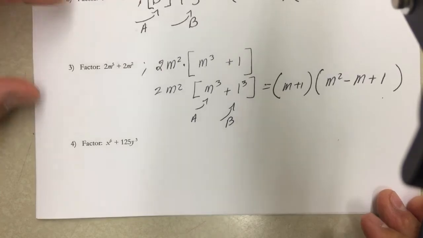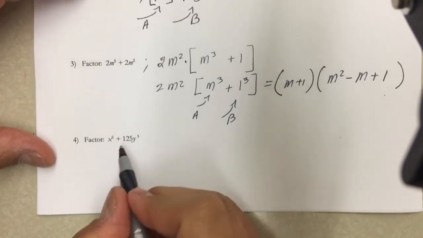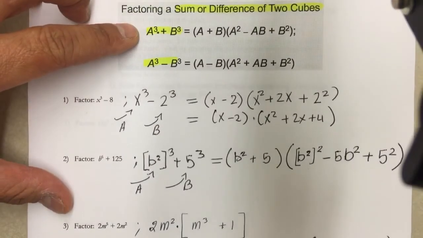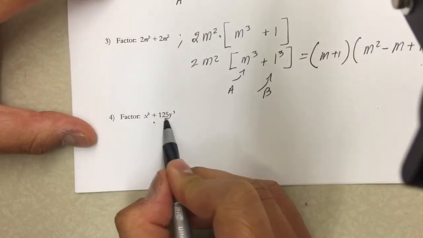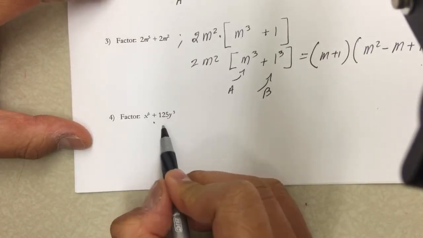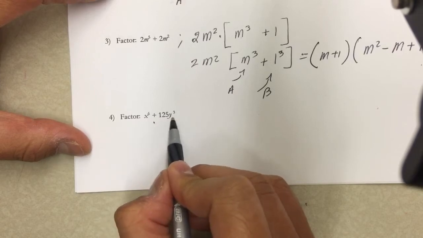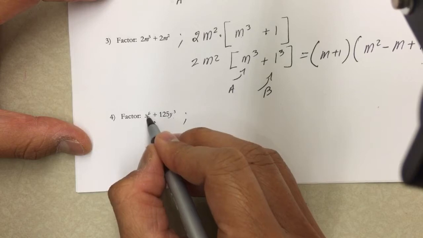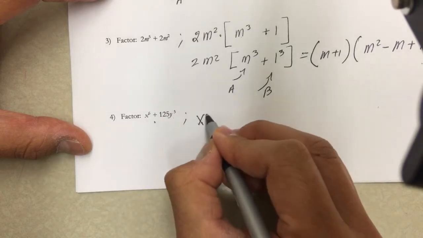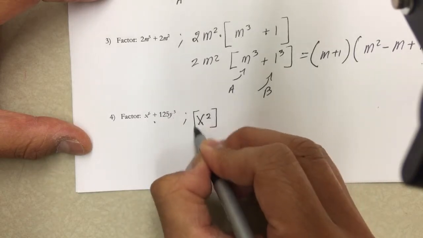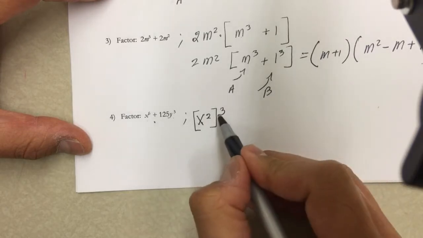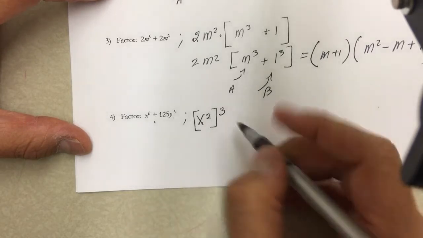Number 4, this is a sum, so it's very likely that it will resemble this formula. Are there any common factors between the first and the second term? And the answer is no. So if you have x raised to the 6, you can always write it as x to the second to the third, because that's how you express x to the 6th. 3 times 2 is 6.